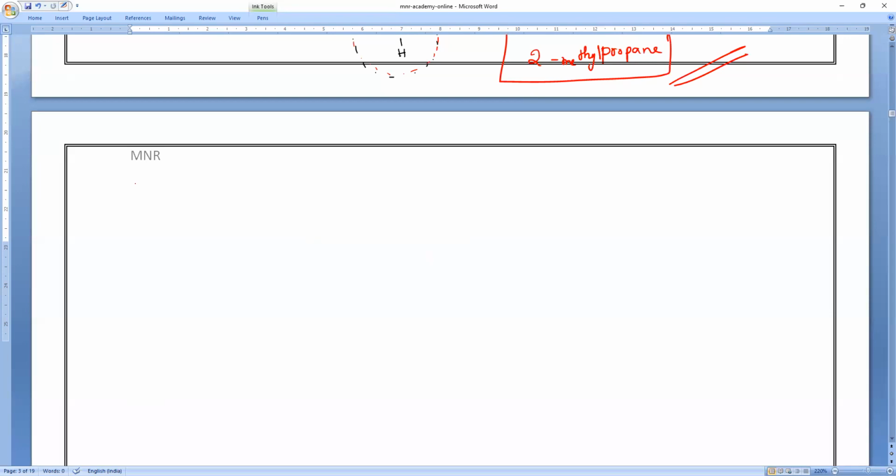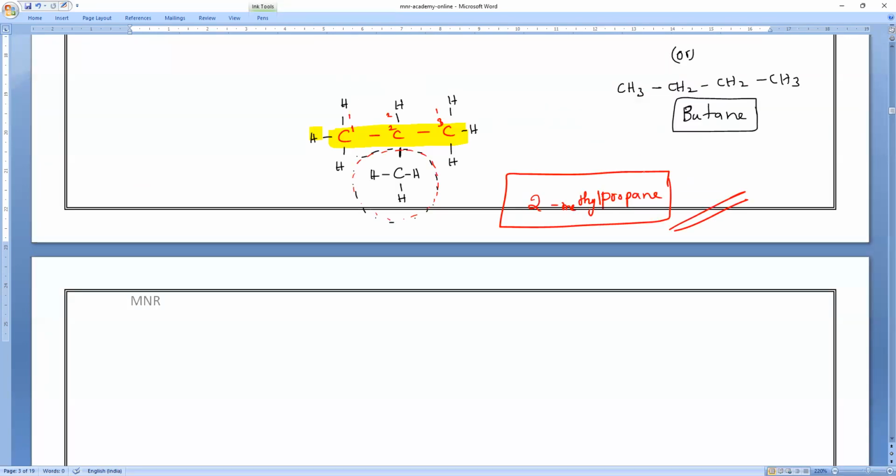And one more thing I forgot. What is the common name of 2-methylpropane? We also call it isobutane. Please note it, isobutane. So the name of this one is isobutane, also called 2-methylpropane. So what do you mean by iso?